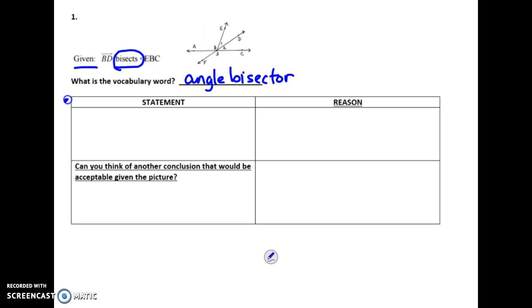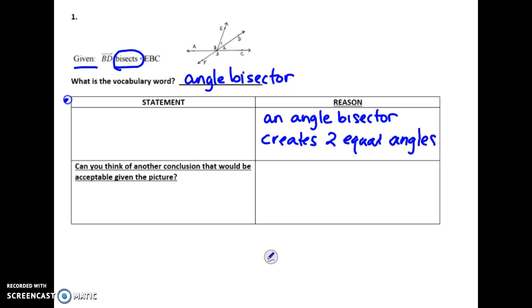So what I would do immediately, when you see the angle bisector vocabulary word, is write: an angle bisector creates two equal angles. You have to rewrite or restate the definition of the angle bisector. If you have a vocabulary word, that vocabulary word is automatically going to be a reason in a proof table.